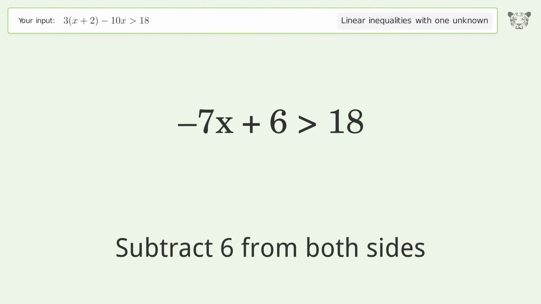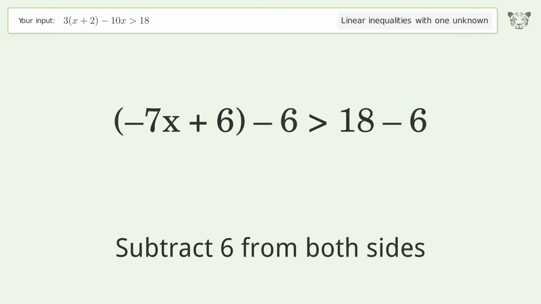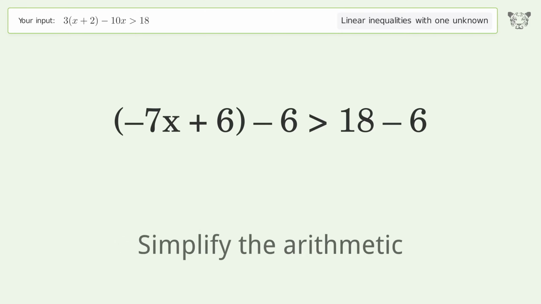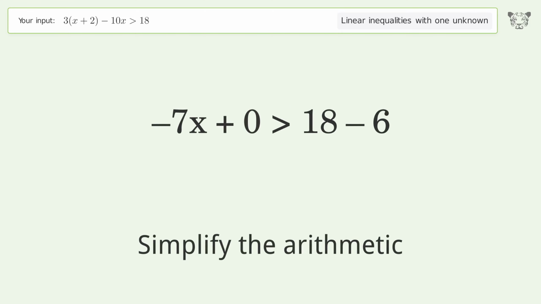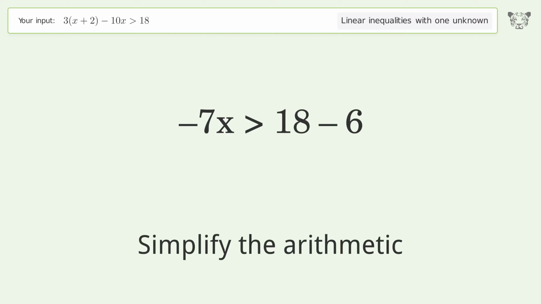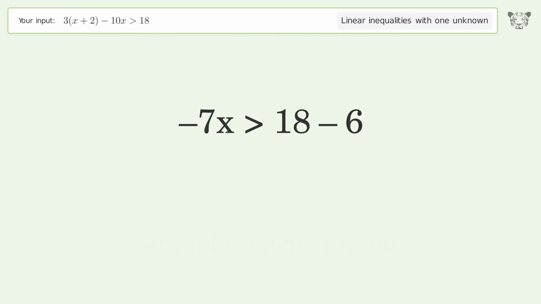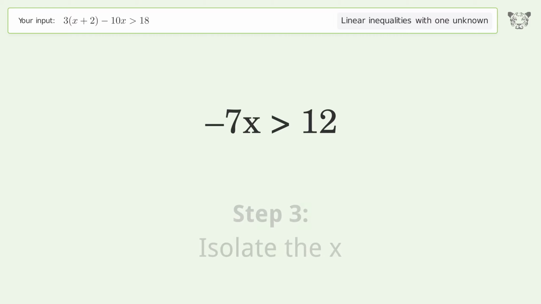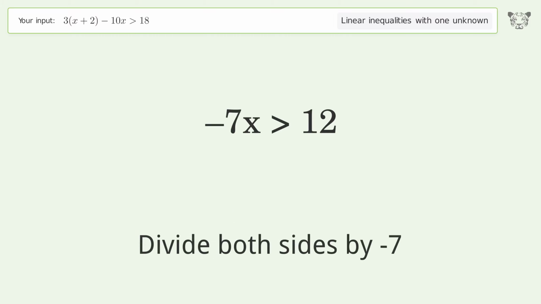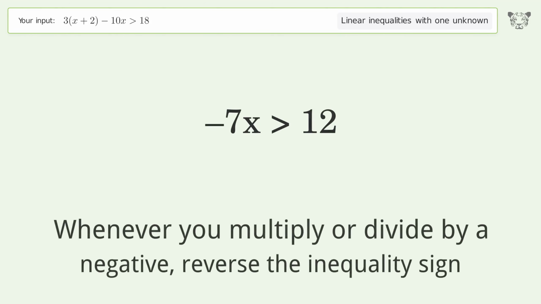Subtract 6 from both sides. Simplify the arithmetic. Isolate the x. Divide both sides by -7. Whenever you multiply or divide by a negative, reverse the inequality sign.